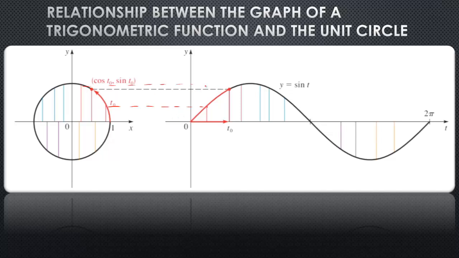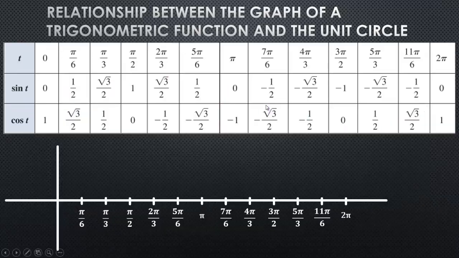So it keeps going. You get to the top of the unit circle, and that's the top here. And then it starts to go back down because the values of y start to go back down. And you can kind of see how they're related. So that's the relationship between the graph of the trig function and the unit circle. This is the table you would use, and you'll notice that when t is pi over 6, these are basically our coordinates.